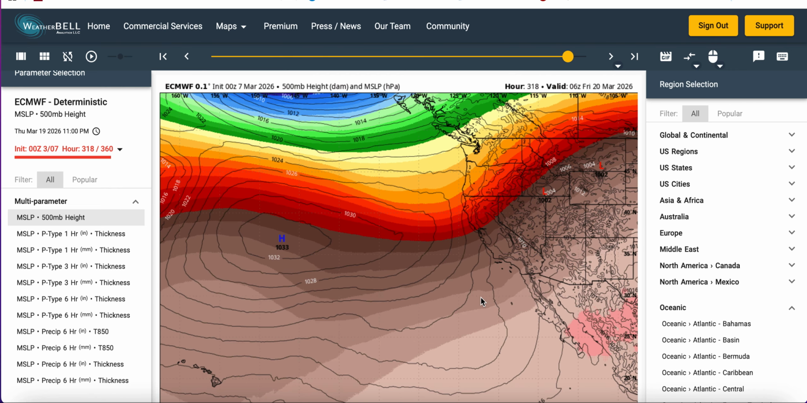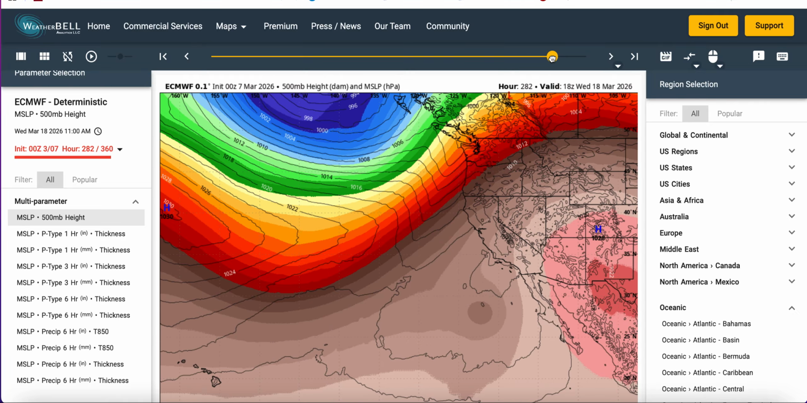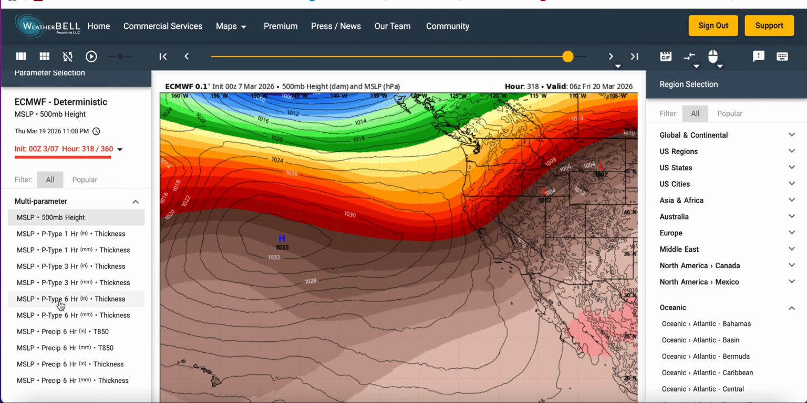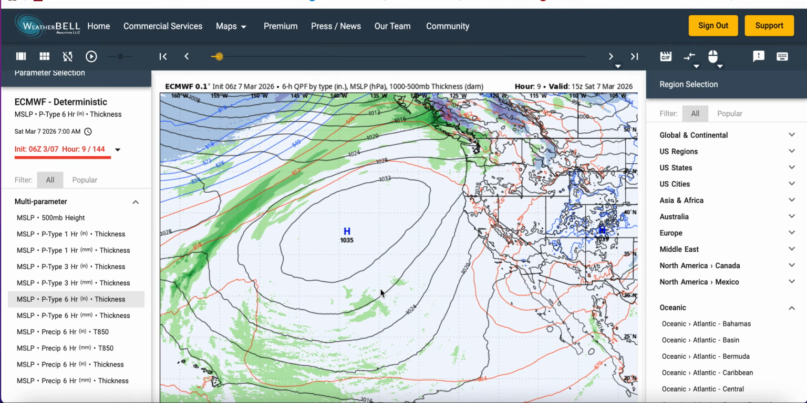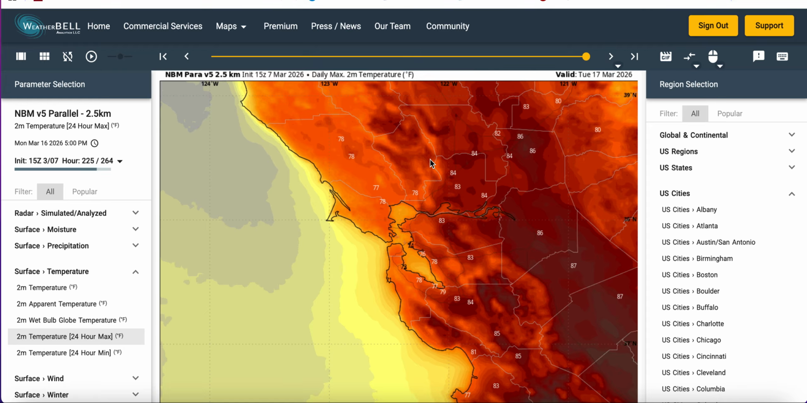This is looking way out on one deterministic model. I don't even like to show this far out, and that would maybe bring a little system, maybe some light rain to Northern California, but that's way far out at this point. It's really fantasy land, as we call it, so it's not worth putting much attention into. In the short term, what we want to be aware of is just more warm, dry conditions and some wind as well. Off and on breezy because of that high pressure setup that I showed previously.